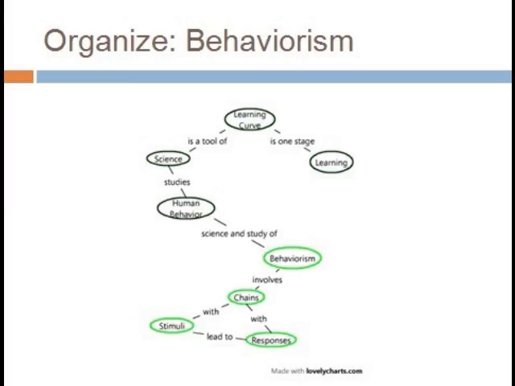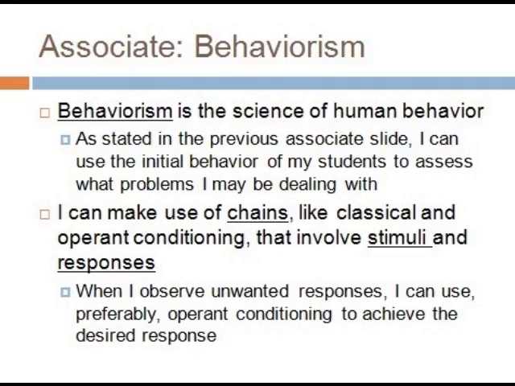Here is my concept map showing the terms from behaviorism and psychology as a science. Behaviorism is the science of human behavior. I can use the initial behavior of my students to assess what problems I may be dealing with, and I can change my teachings according to what I'm dealing with. I can make use of chains like classical and operant conditioning that involve stimuli and responses. When I observe unwanted responses, I can use, preferably, operant conditioning to achieve the desired response.